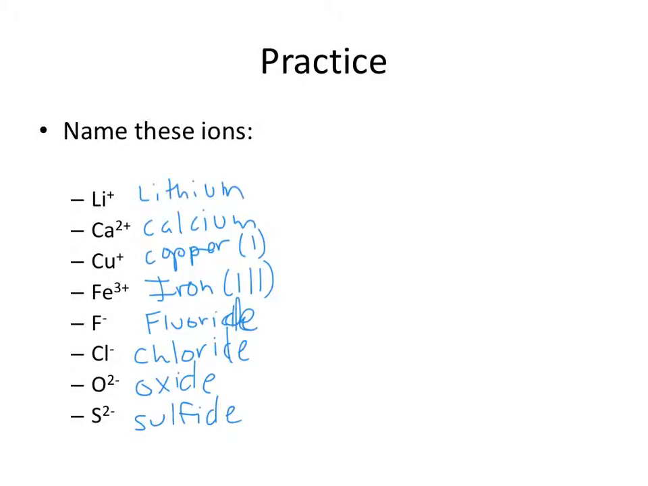Okay, so these are the answers you should have gotten. Li plus is lithium, Ca2 plus is calcium, Cu plus is copper 1, Fe3 plus is iron 3, F minus is fluoride, Cl minus is chloride, O2 minus is oxide, and S2 minus is sulfide.